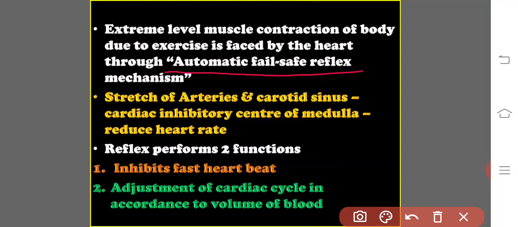The automatic fail-safe reflex performs two functions. One, it inhibits the fast heartbeat, and second, there is an adjustment of the cardiac cycle in accordance with the volume of blood. So these are the two things successfully regulated by the automatic fail-safe reflex mechanism in order to meet the needs of the extreme level of muscle contraction of the body due to exercise, due to physical work. This is all about the extrinsic factors.